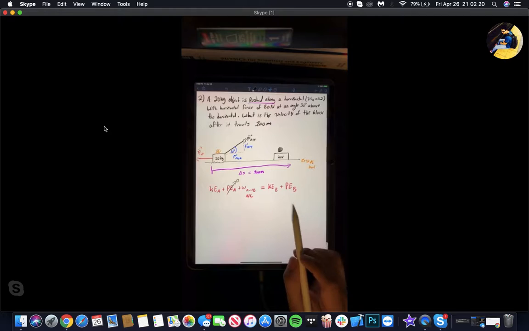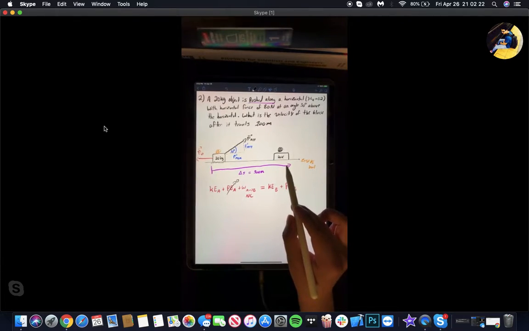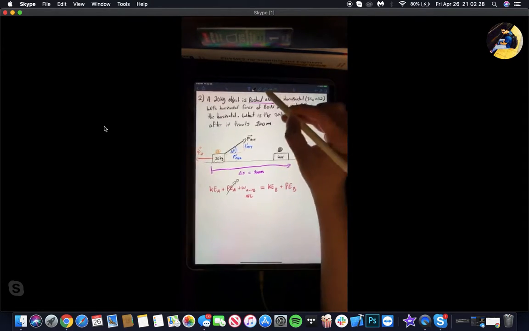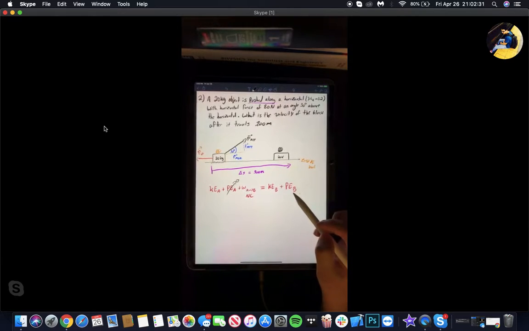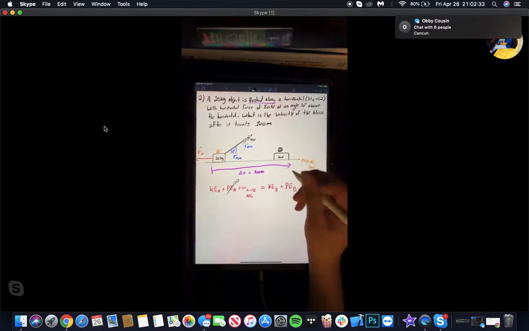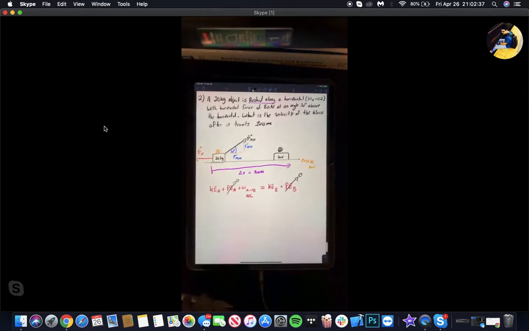So now, is there any kinetic energy at B? Yes. How about, is there any potential energy at B? No, 0 PE.